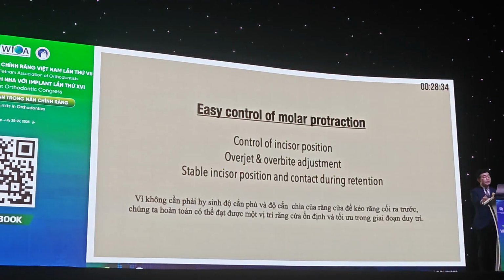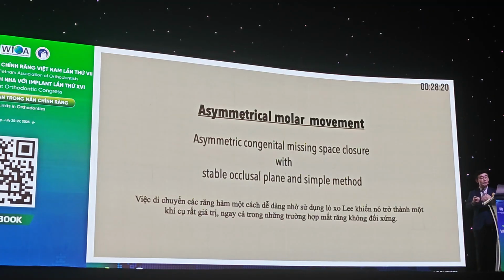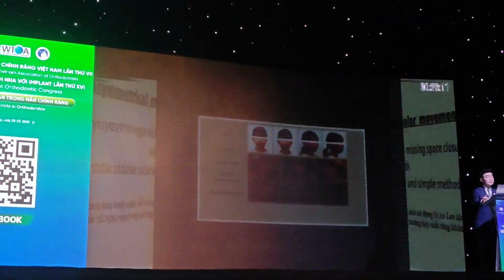Since it is unnecessary to compromise the overbite and overjet of the incisors to advance the molars, we can achieve a favorable and stable incisor position during retention. The ease of moving the molars with the lead spring makes it an invaluable tool, even in cases of asymmetric tooth loss.